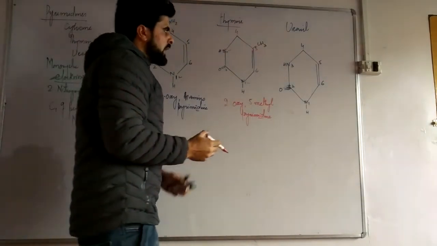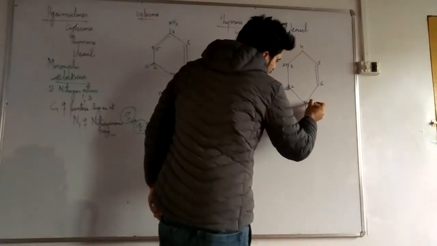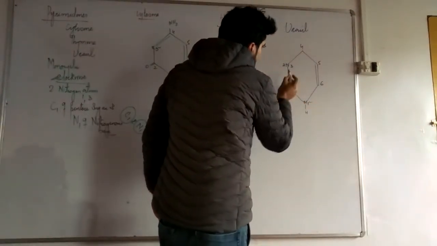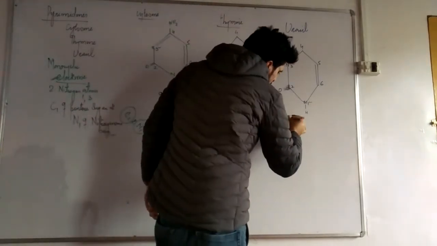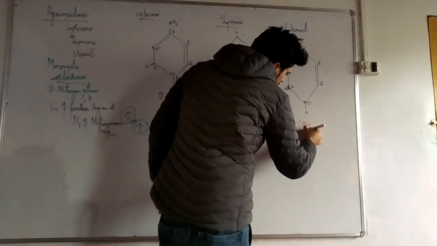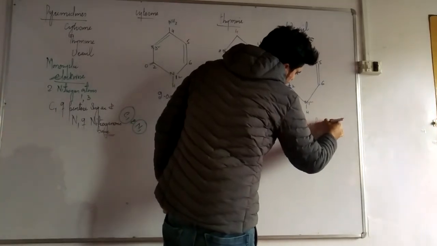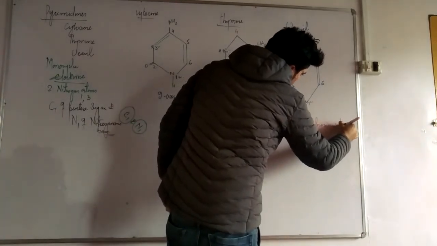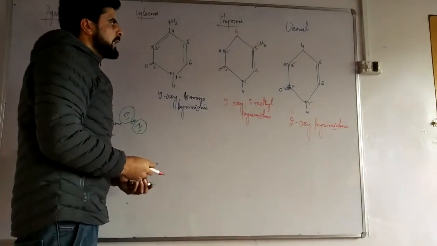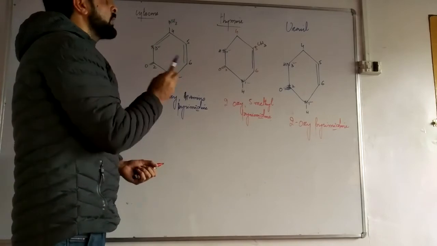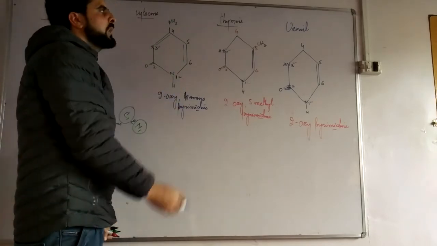So we have a nitrogen at position 1 and a nitrogen at position 3 in a ring. And we can also call it 2-oxypyrimidine. The only difference between thymine and uracil is the presence of a methyl group in thymine and the absence of a methyl group in uracil.